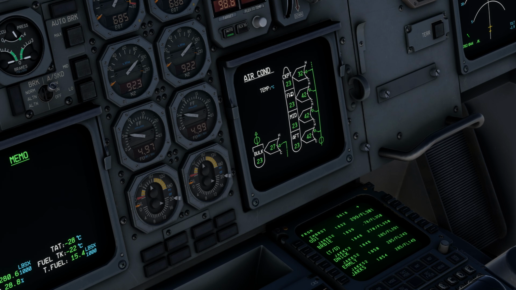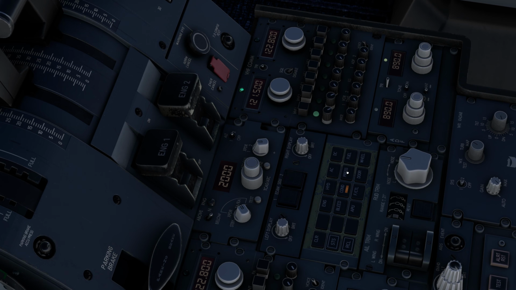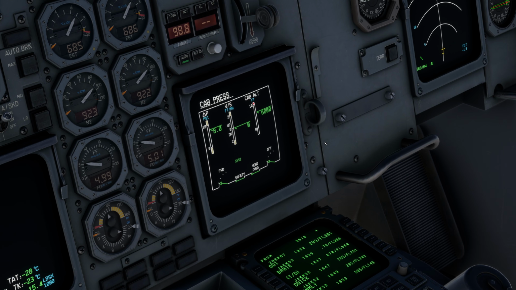Over here we just make sure that we receive proper temperatures, not only in the cockpit but also in the cabin, and that the air supplied to the cabin is at a decent temperature as well. Moving further forward, we go to the pressurization page. Over here, the most important thing for us to check is the position of the outflow valves.